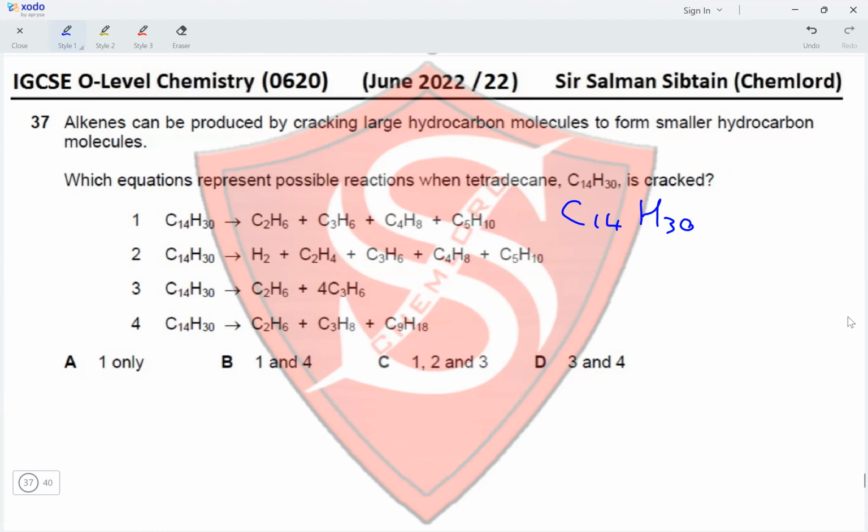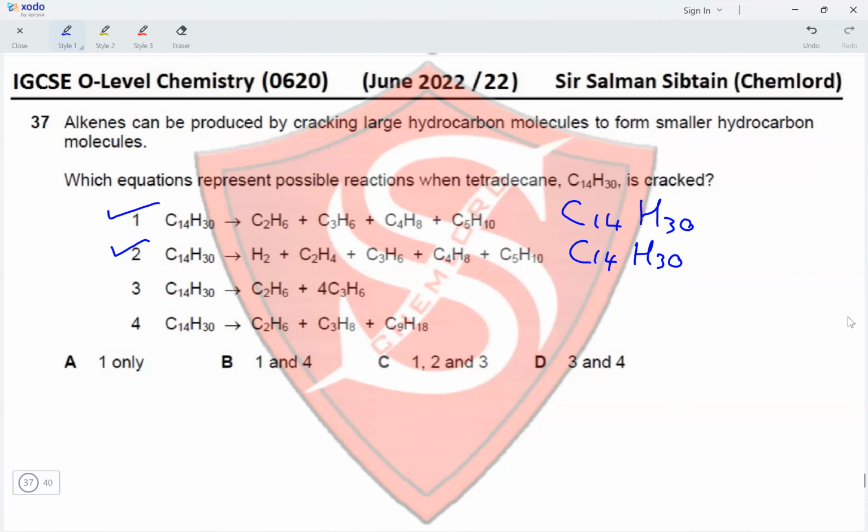C14H30. So 1 is a possible reaction for the cracking of C14H30. Let's look at 2. So we've got 2 carbon, 2 plus 3, 5, 5 plus 4, 9, 9 plus 5, 14. Same number of carbons. And for hydrogen, 2 plus 4, 6, 6 plus 6, 12, 12 plus 8, 20, and 10, 30. So this is another possible reaction that could take place.